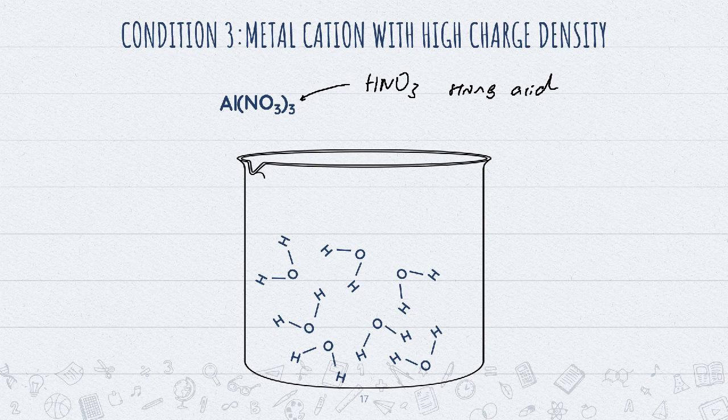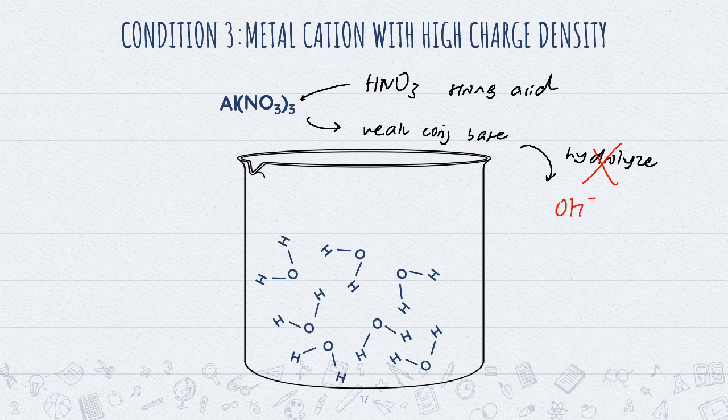since nitrate is the conjugate base of a strong acid, it means that our nitrate anions will be weak conjugate bases. And as you know, weak conjugate bases will not hydrolyze or react with water to give any OH minus ions. So no OH minus ions form. That's why let's shift our focus to the cation.